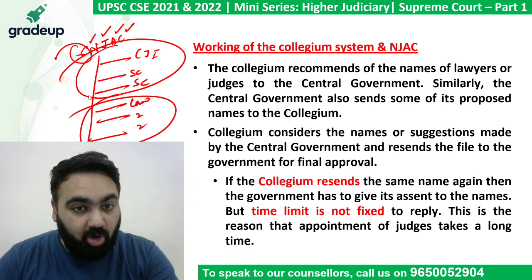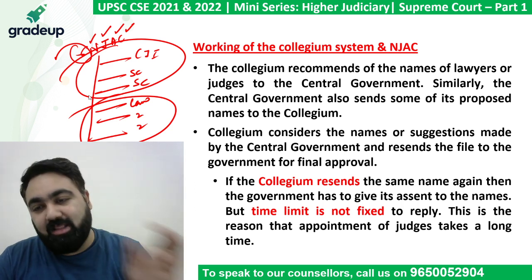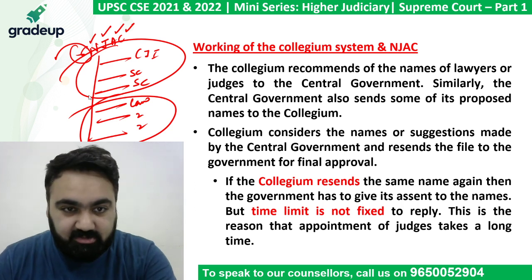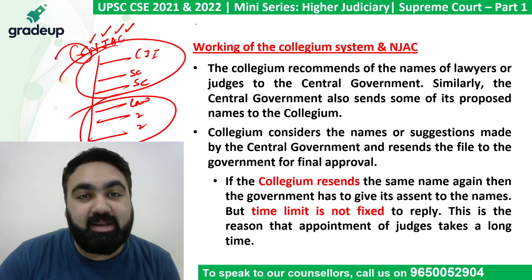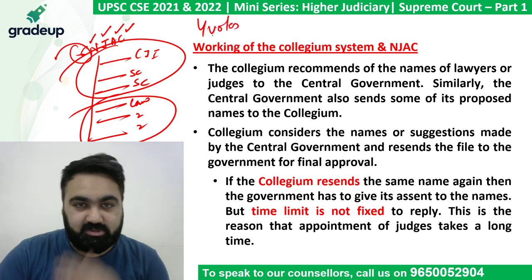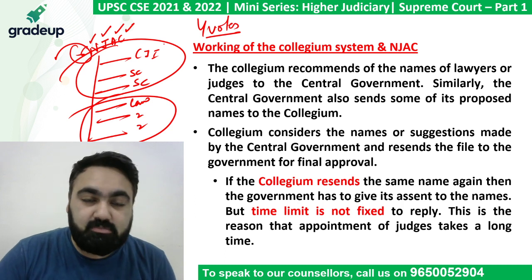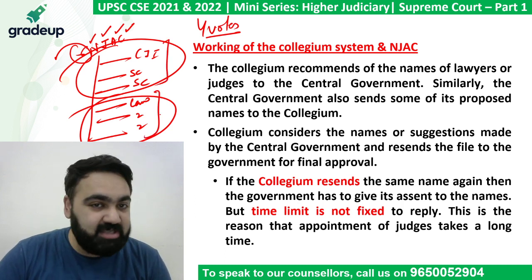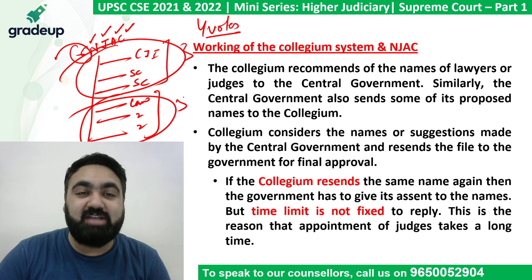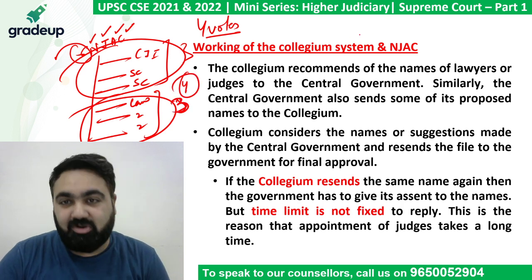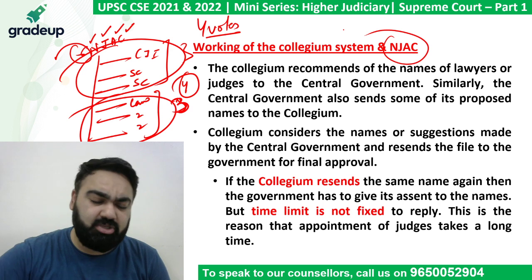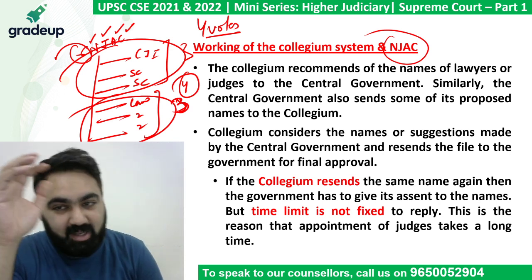The point was that these people will tell the president who will be the next judge. So for anyone's name to go forward, it would need at least 4 votes. Judiciary has 3 votes, government has 3 votes. So alone they cannot send any name. At least 4 votes will be needed. This was the idea of NJAC. The constitution was amended, the law was passed.